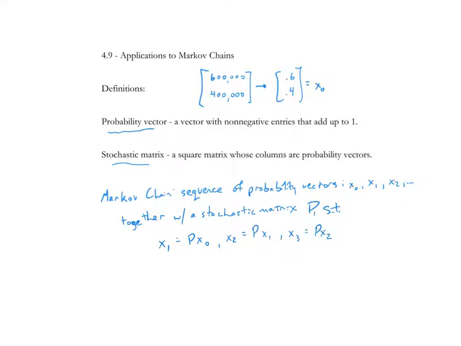Hopefully you get the pattern there, or I could write that as a recursive definition. x subscript k plus 1 is equal to P times x_k for k equal to 0, 1, 2, etc. So the Markov chain here is that sequence of vectors. It refers to the x1, the x2, the x3, the etc.